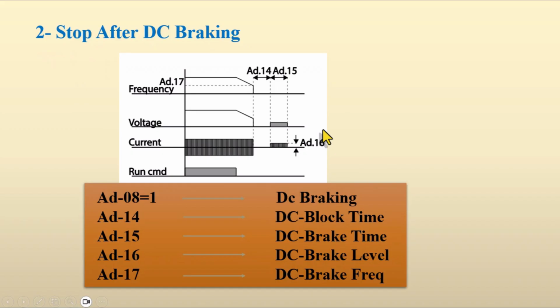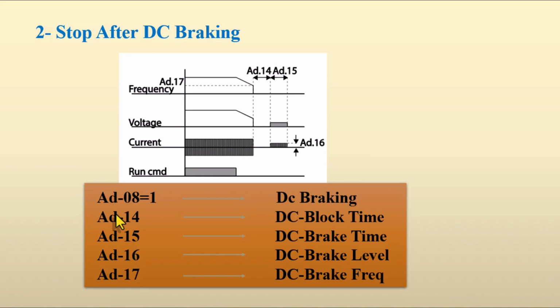Your second stop mode type is DC braking. If we want, in certain applications, as soon as we issue the stop command, for our electric motor shaft to lock up and for our electric motor to stop instantly, we can do this through the DC braking stop mode. To have our stop mode on DC braking, we must set parameter AD08 to 1. But how does this feature actually work?